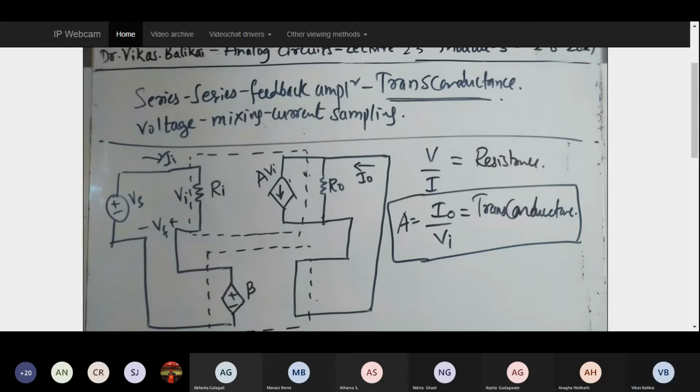Now here A is basically the transconductance and beta is here the transresistance. So whatever the network we are calling here, we call it a transresistance.